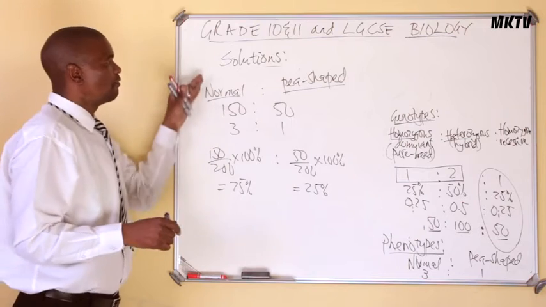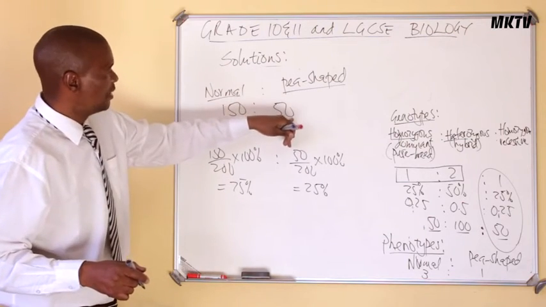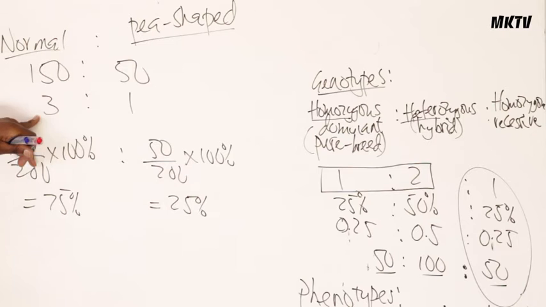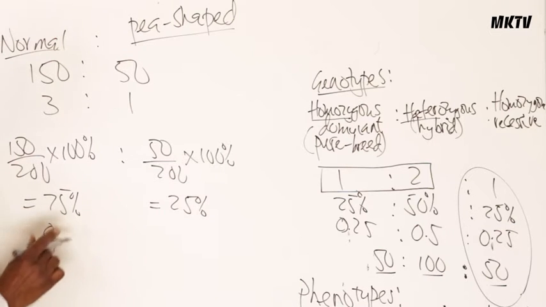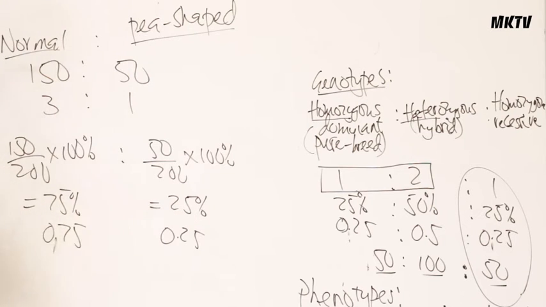Coming to this, phenotypic ratio 150 is to 50 if we talk in terms of numbers, and the ratio is 3:1, and then percentage wise 75% is to 25%, or we can say this is 0.75, this is 0.25. So any of this will be fine. Thank you so much for this one.